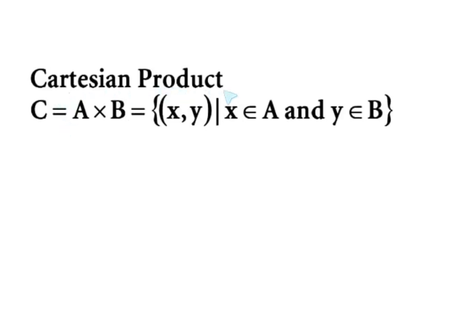So, Cartesian product. C equals A cross B is called the Cartesian product. Here x comma y are two elements, where x belongs to A and y belongs to B. That is called the Cartesian product.